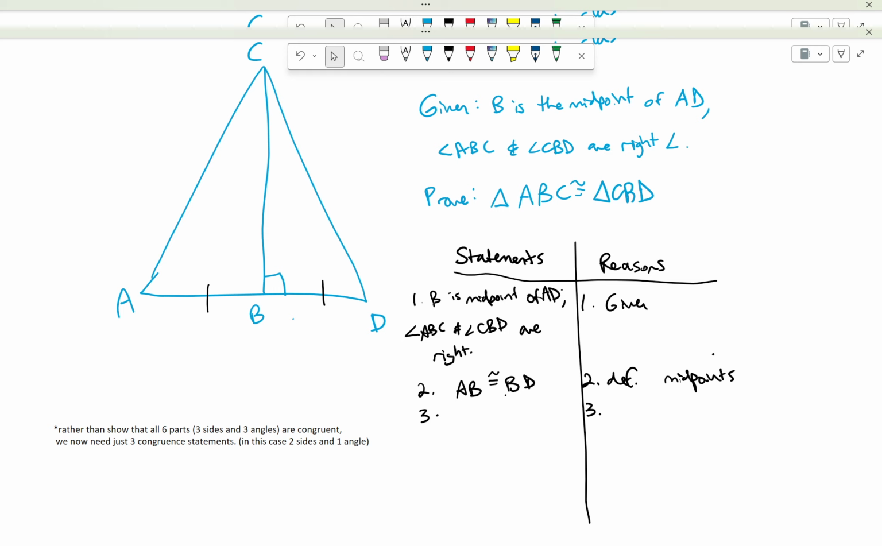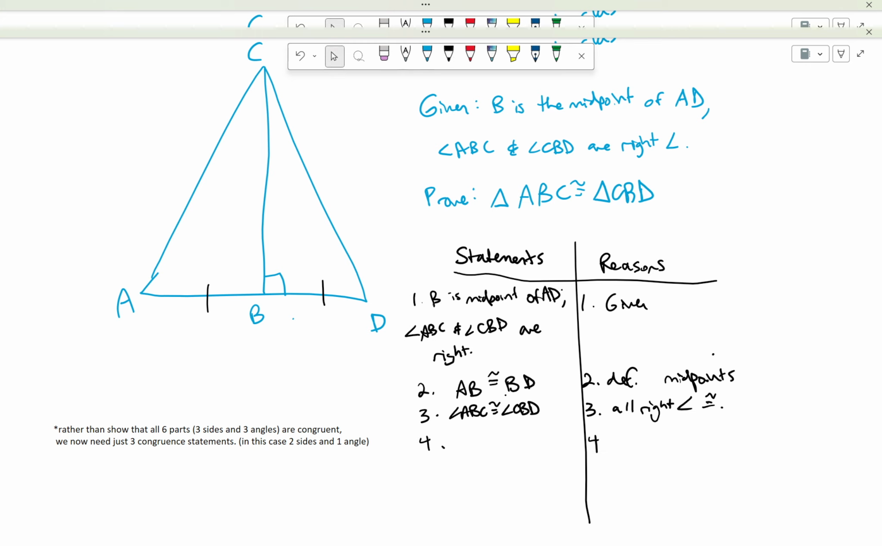Next, we have these angles, this angle and this angle. These two angles adjacent to each other form a linear pair. We're going to say that angle ABC is congruent to angle CBD. It's not stated that way; we're just told they're right angles. So of course they're congruent to each other. Why? This is a reason we discussed earlier in the course: all right angles are congruent. This came up previously in one of our proofs.